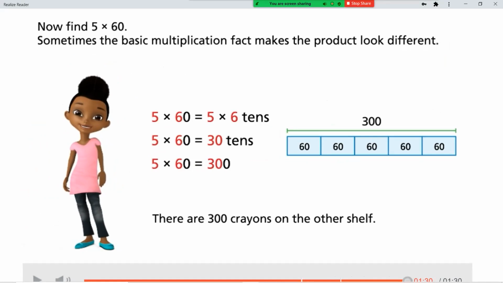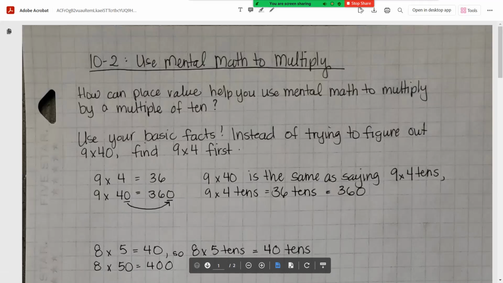All right, let's get into our notes and our guided practice together. Now, our notes for this lesson, 10-2, use mental math to multiply. How can place value help you use mental math to multiply by a multiple of 10? Well, we always want to go back and use our basic facts. So instead of trying to figure out what 9 times 40 is, for example, let's figure out 9 times 4 first. I know 9 times 4 is 36. 9 times 40 is the same thing as saying 9 times 4 tens. So 9 times 4 tens is going to be 36 tens, which equals 360.